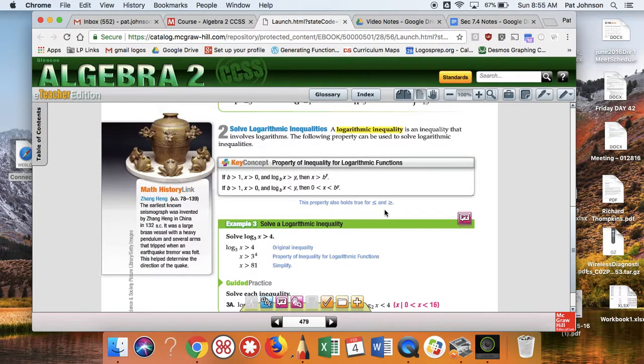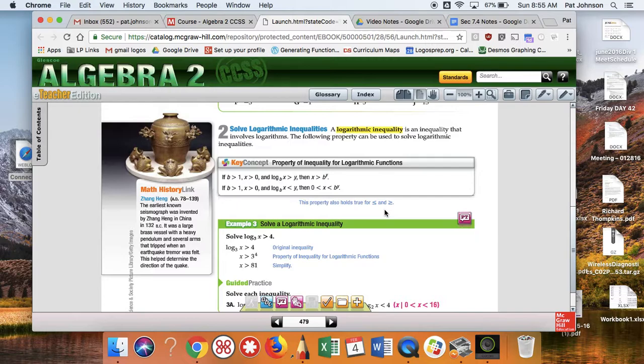Now let's look at logarithm inequalities. What is a logarithm inequality? It's just an equation with an inequality sign, an inequality with a logarithm. Okay. So we're going to use the same property for logarithm functions. It says if b is greater than 1, and x is greater than 1, then log base b of x is greater than y, then x is greater than b to the y.